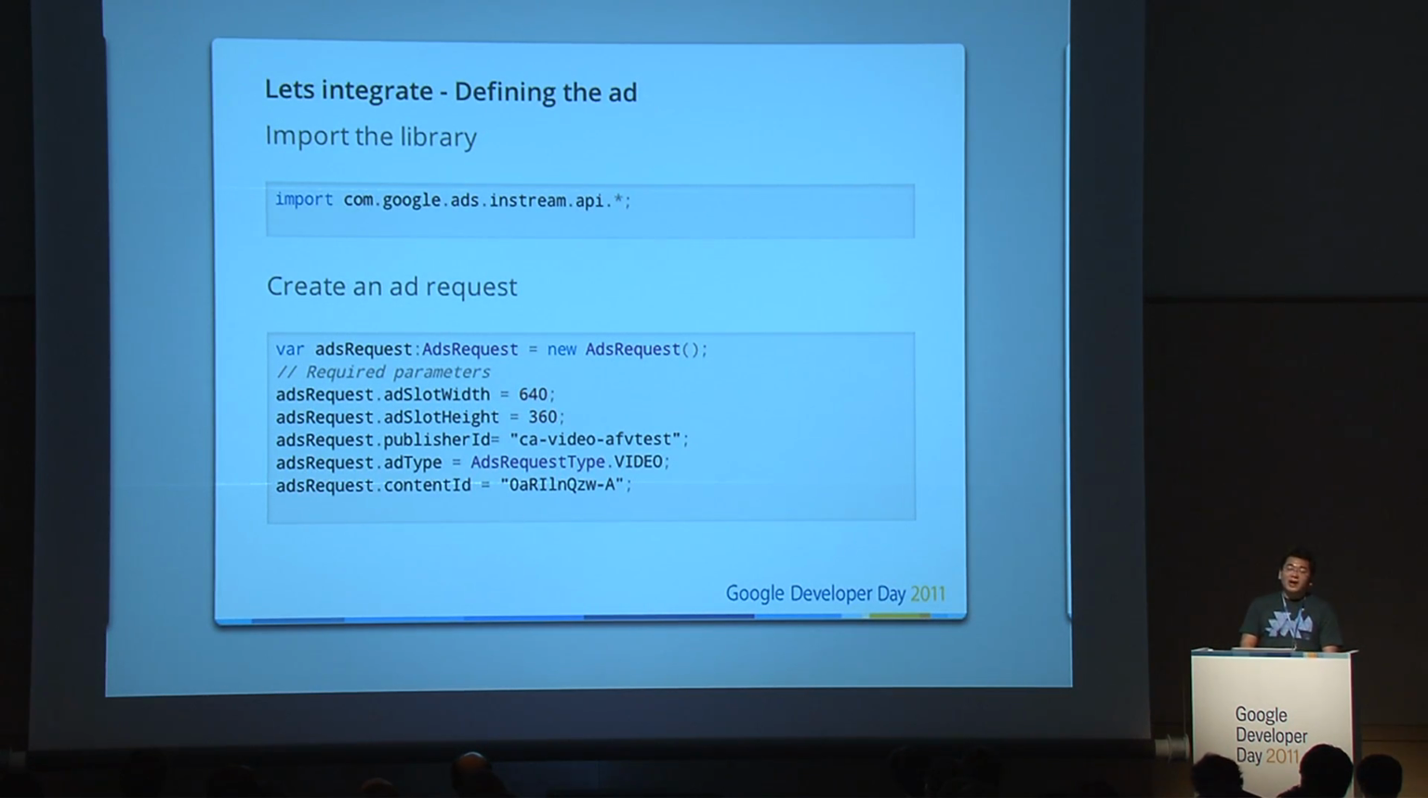And the second step is creating the ads request. And there's a few required parameters in this step. So we're defining the size of the ad with the first two. And we're defining the publisher ID. So this is our test account ID, CA video AFE test. We're defining the video type that we want. And lastly, we have the content ID. So the content ID is the ID that you use to track your placement of the ads.